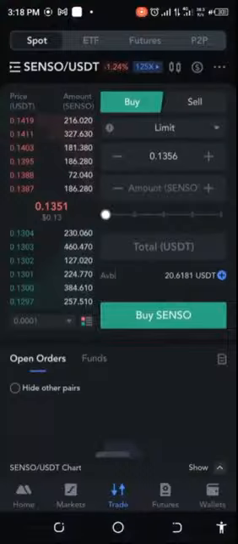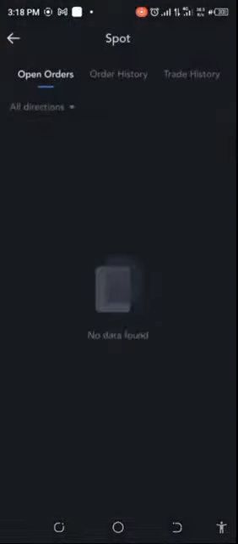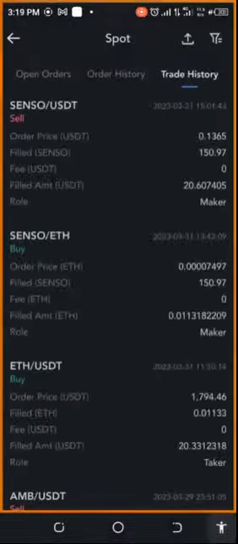Okay, they claim right now that they're giving you free trading, no fees. Let's check that. Let's check to be sure. You can see the zero there.